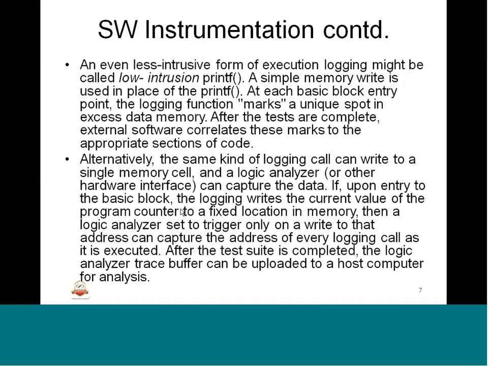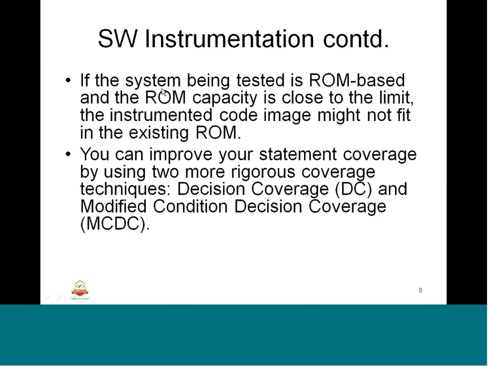The challenging part, or the interesting part, is that if the system being tested is ROM based and the ROM capacity is close to the limit, the instrumented code image might not fit. As I said, if there are 50,000 lines of code, after we are done with the instrumentation it could come to something like 70-75k, whereas the embedded system has a memory of 75k. Definitely it is on the border, or it may creep past that.